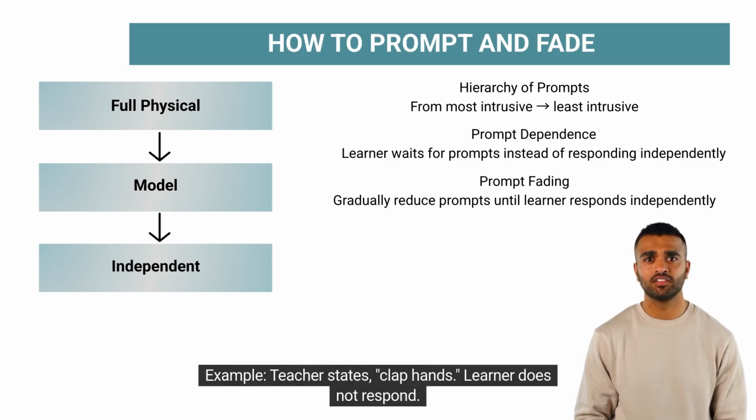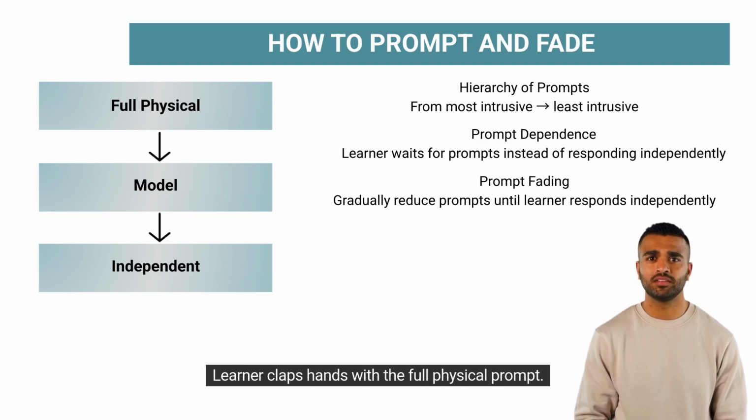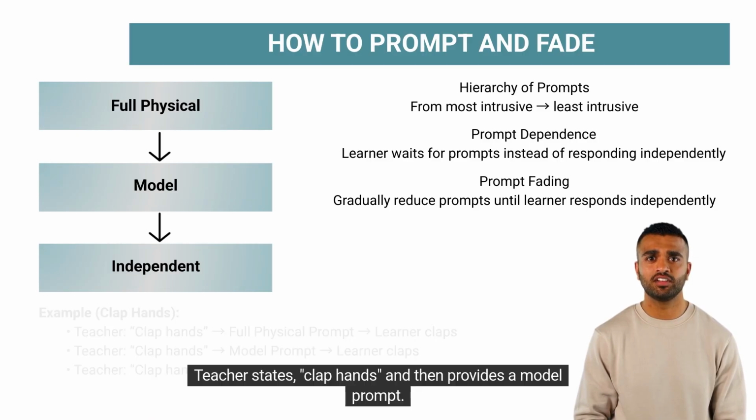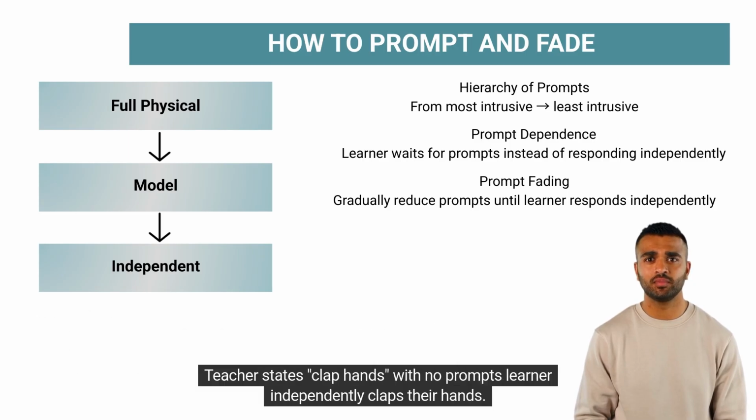Example: teacher states, "Clap hands." Learner does not respond. Teacher states, "Clap hands," and then provides a full physical prompt. Learner claps hands with a full physical prompt. Teacher states, "Clap hands," and then provides a model prompt. Learner claps their hands. Teacher states, "Clap hands" with no prompts. Learner independently claps their hands.